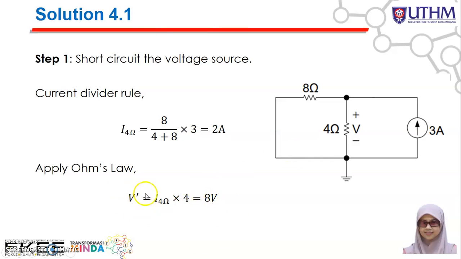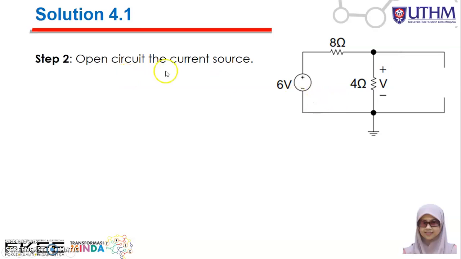We call it V prime, because we consider V will be equal to V prime plus V double prime. So V prime is the contribution based on the current source only. Then after that, we go to step number 2. We are going to open circuit the current source. Here you put back your voltage source, but you remove your current source. When you consider your current source is off, meaning that I is equal to 0, it means your circuit is an open circuit here.